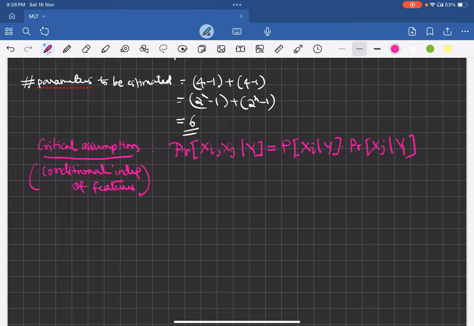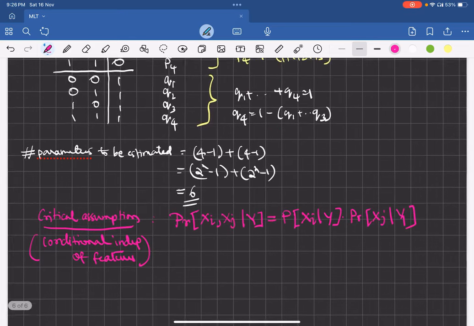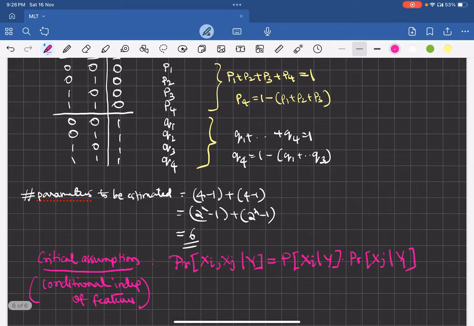Note that this is not the same as saying that the features are independent, because this is a very common misconception that in naive Bayes features should be independent. No, that is not the case. We need conditional independence, right? If you want a video on why they are different and examples of where you can use independence and where you can use conditional independence, let me know down in the comments below. I'll make a separate video on that.